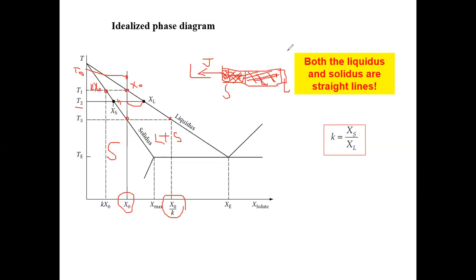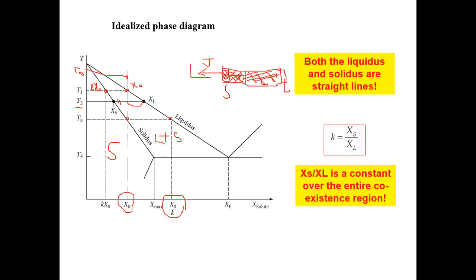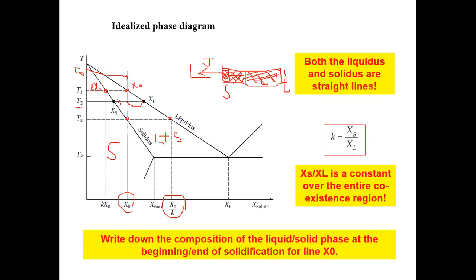Let me see, I think I have some additional stuff to show you at this point. Yes, basically the same thing, right? If we assume that the solidus and liquidus are straight lines, the ratio is a constant over the entire coexistence region, and this will make our analysis much easier. And we only examined a little bit of the consequences of this assumption. Okay, so I think we already did that. Write down the composition of liquid and solid phase at the beginning and end of the solidification for the composition line X naught. I think we're clear about that.